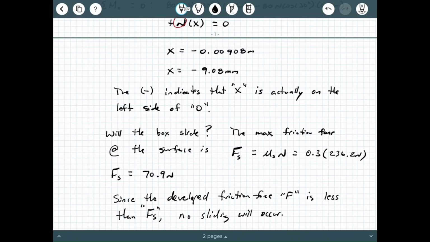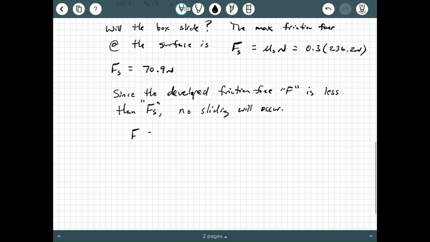no sliding will occur. All right, so again, we calculated F a few minutes ago as 69.3 newtons, and that was less than F sub S, which equaled 70.9 newtons. So that's what we mean by that. The friction force F sub S is what the horizontal component of the applied force has to overcome in order for sliding to occur. And it does not overcome this. It's less than the friction force that's resisting the motion. So the box is not sliding, okay?